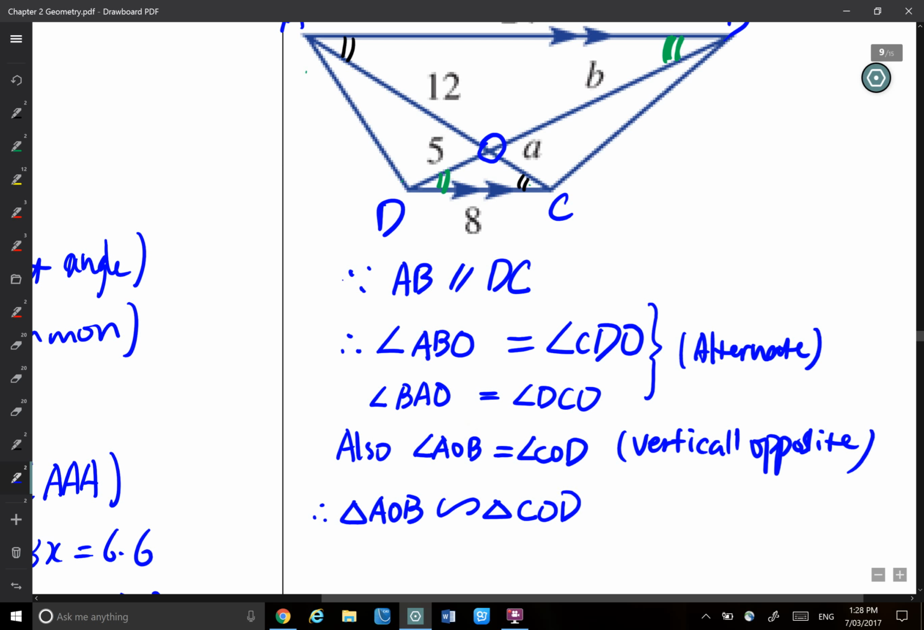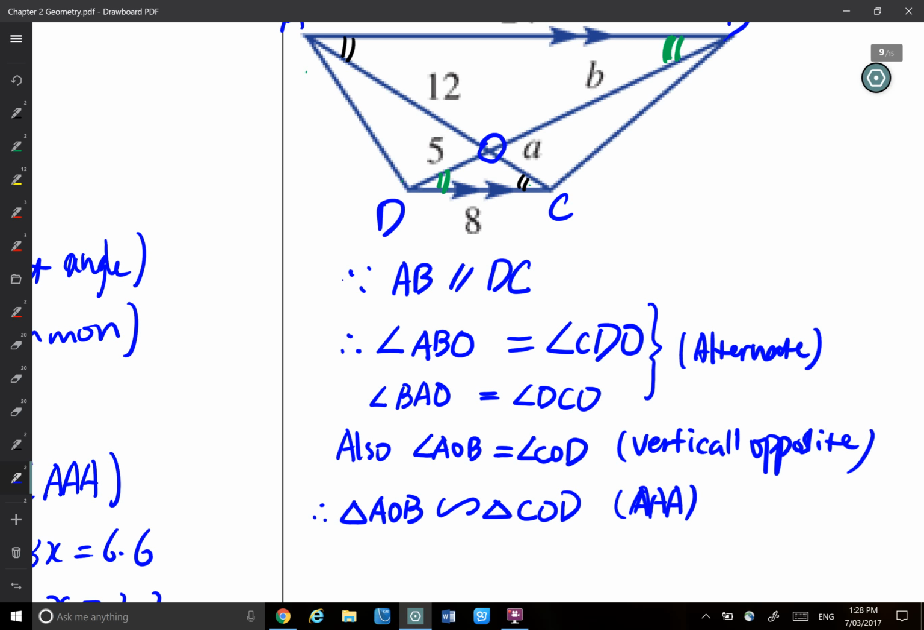So AOB is similar to COD by AAA. I must say, in most of the real application questions, 85% of the time you will use AAA to prove two triangles are similar, because it's very hard for us to get information for length. Seeing angles is always the easier way to prove that. And in application questions, about 90% of the time you will use AA to prove that.